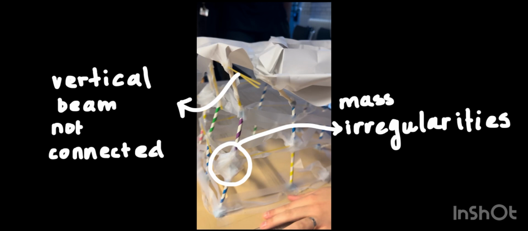Our building survived the earthquake, however, we needed stronger connections between the columns and the beams on the top floor, and due to the lack of it, allowed our vertical beam to move freely. We also had a massive irregularity due to the use of more material on the west surface of our structure.